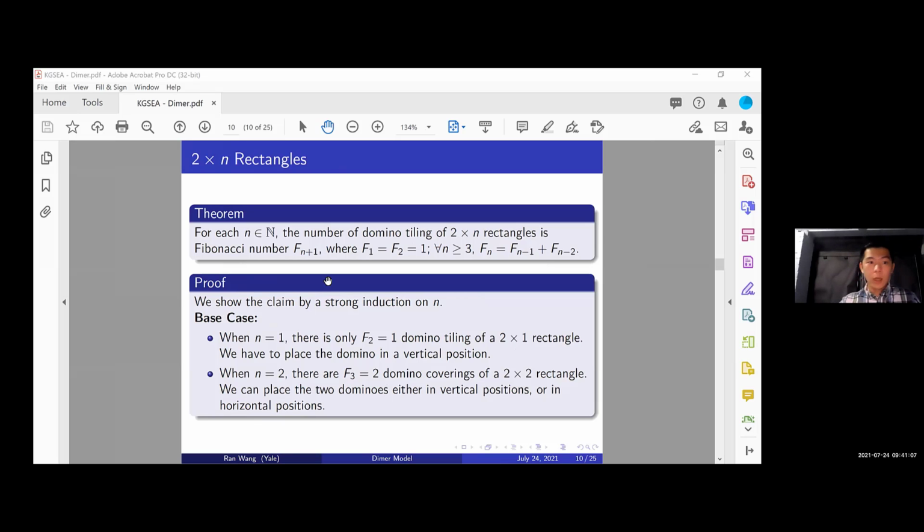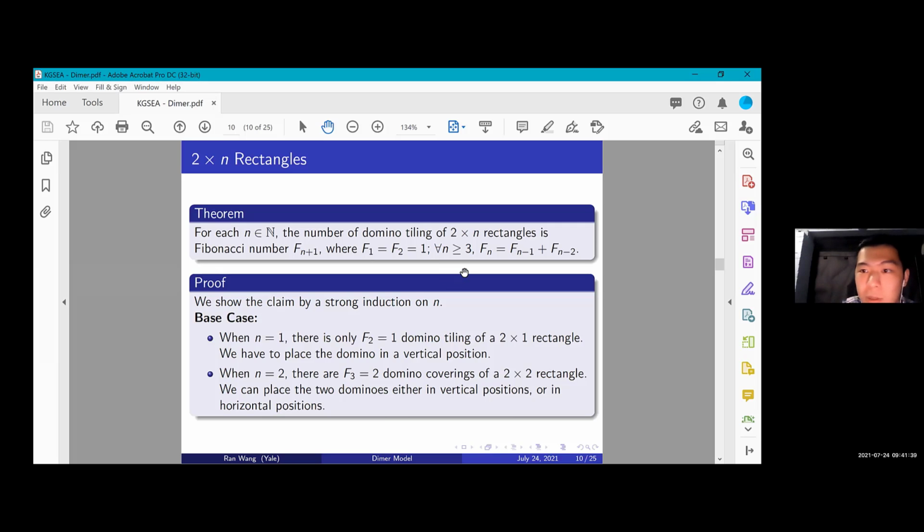Someone asked about Fibonacci numbers, so it's defined here. F1 equals F2 equals 1. After that, each number is just the sum of the 2 numbers before it. So the third one is 1 plus 1 equals 2, and then the next one is 1 plus 2 equals 3. Hope this helps, and you'll learn more about the Fibonacci numbers during the proof.